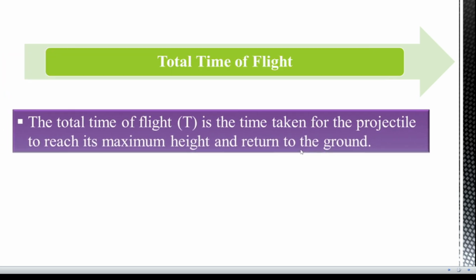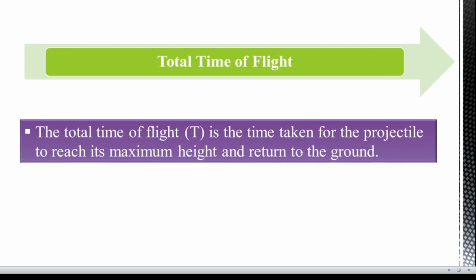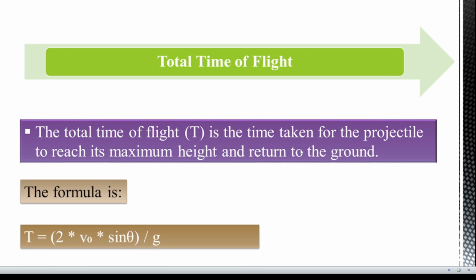Already we discussed the total time of flight. So the total time of flight is the time taken for a projectile to reach its maximum height and then return to the ground. Now the formula becomes, as we did, twice v naught sine theta over g. Correct.